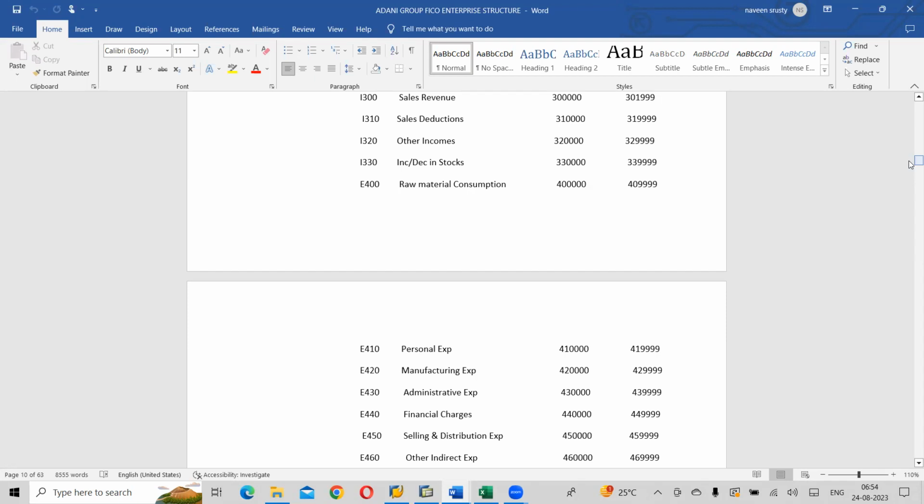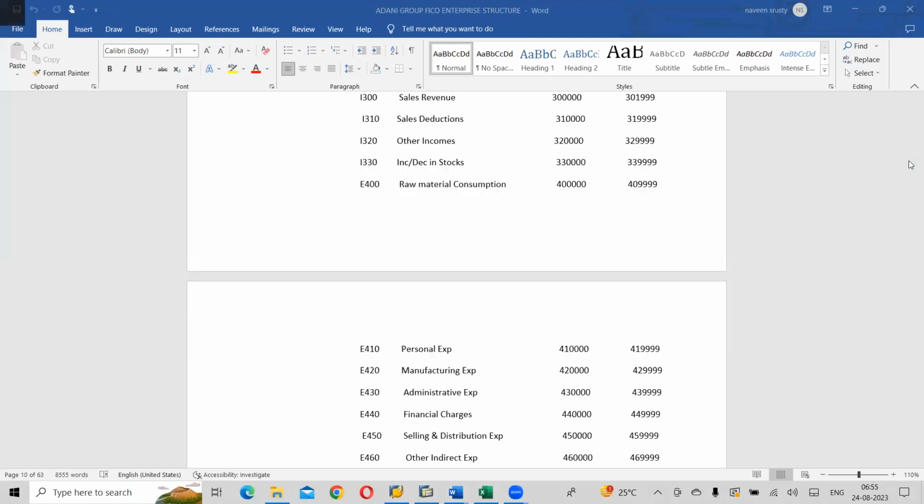Next one. Liabilities we used 1 series, assets 2 series with 6 digits, and incomes 3 series, and expenses 4 series. Correct? So last one, we have retained earnings account we have created, right? We reserved 1,10,000. So any questions here?